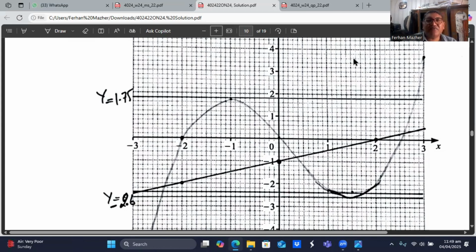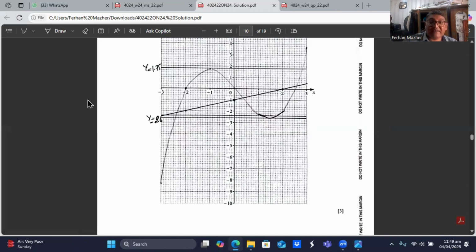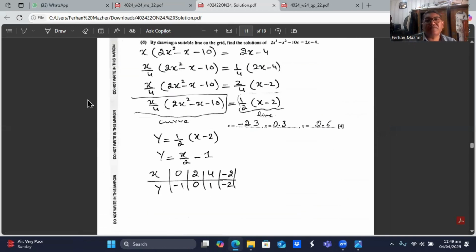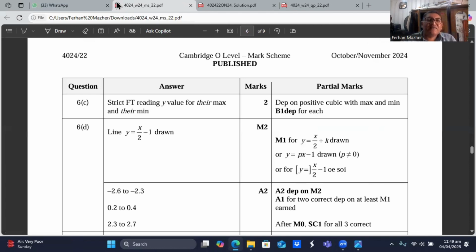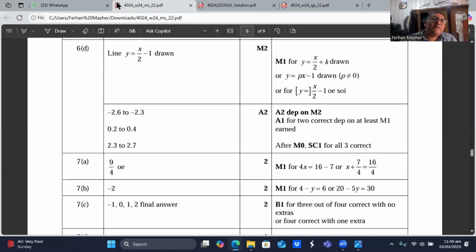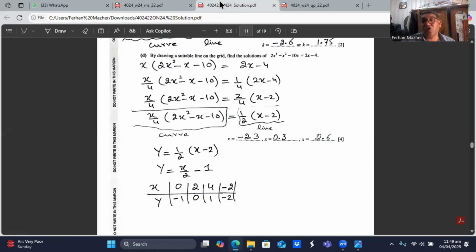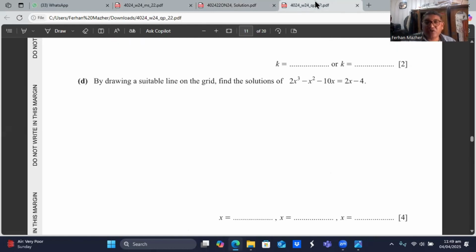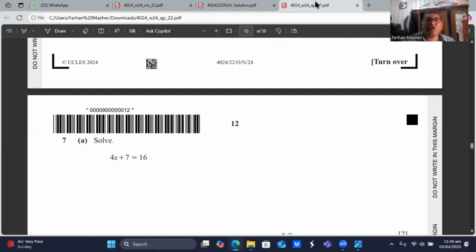So I have noted down the x coordinates of these points of intersection, and that is the solution of that equation. So minus 2.3, 0.3, and 2.6. So that is my answer. So let's check. You can see the marking scheme here. They say from this to this, this to this, this to this. Our answers are in this range. So our answers are right. I hope you understand this type of question. Each year they ask you the same question.